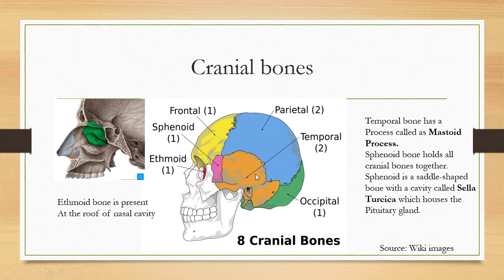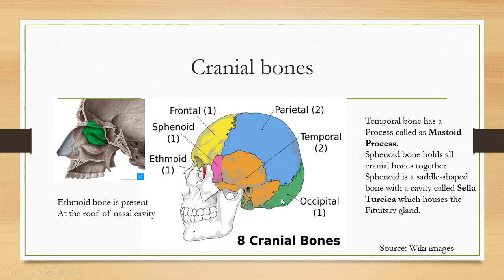Then there is the temporal bone, and they are again two in number, present on either side of the brain and near the region of the ear. Temporal bone has a process or a projection that is called the mastoid process. You can feel it if you touch the regions near your ear. You can feel a projection, and that is called the mastoid process. So that is the projection of the temporal bone.